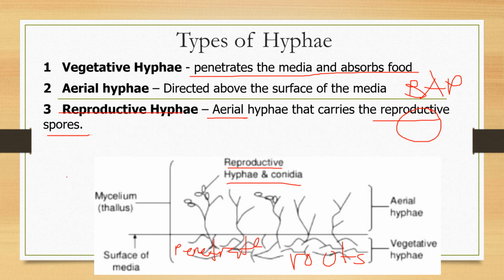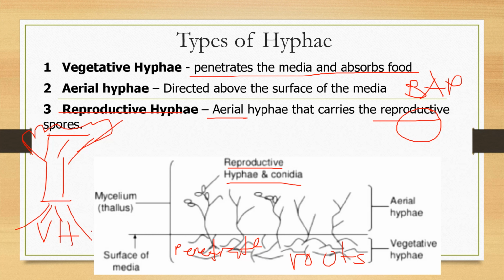Now, if we want to compare this to a plant or to a tree, para siyang puno. So, kunwari ito yung puno, sorry, ang pangit ng drawing. So, ito yung tree nyo. This would be the vegetative hyphae, yung roots. They would penetrate the media and absorb the food. While on the center, this would be the trunk. The trunk class would also be known as your aerial hyphae. They are directed above the surface of the media.